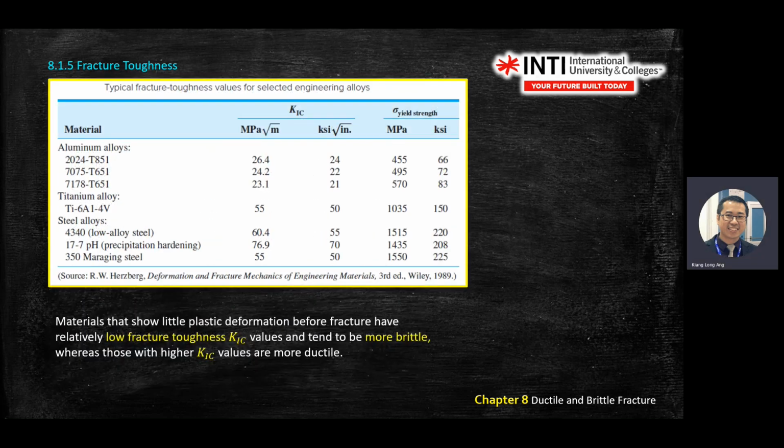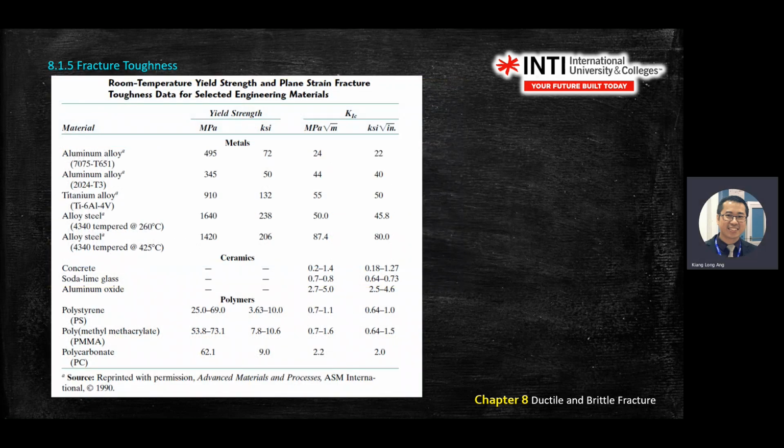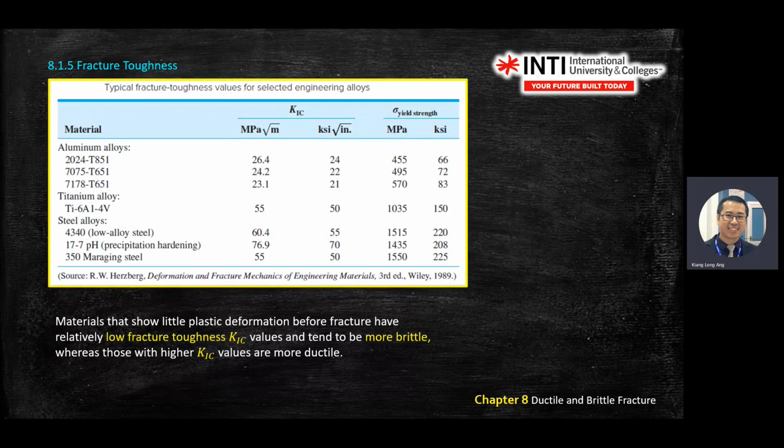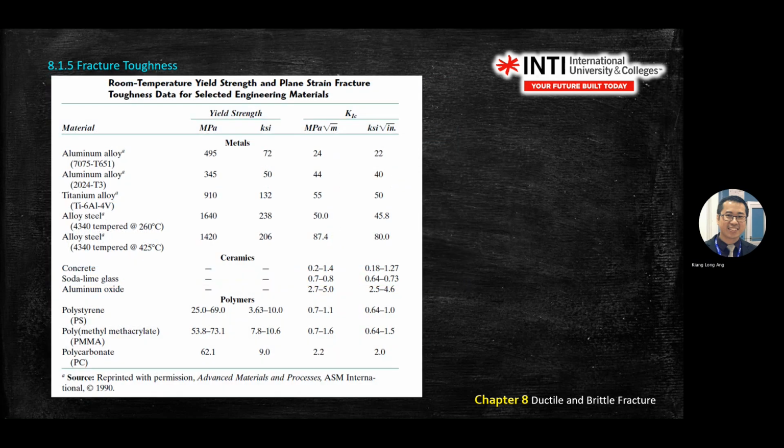This is another table, same. You're seeing U strength and KIC, but the column is flipped. The column is flipped, but more material names are here. Again, use the megapascal square root meter column.